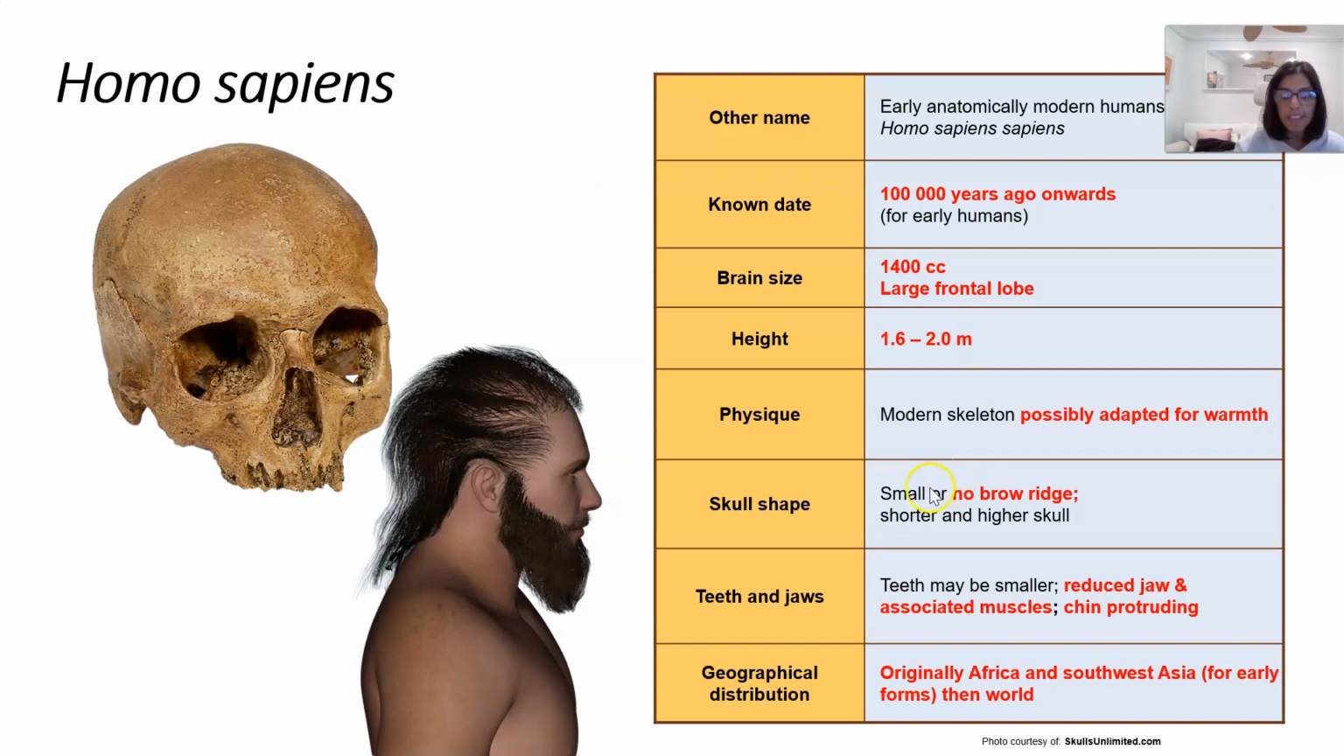Now, we can see that we have more of a developed chin. You can't see this fella here because he's got a beard, but in the next picture you will. And although we originally came from Africa and Asia, we then went on to inhabit the entire world.